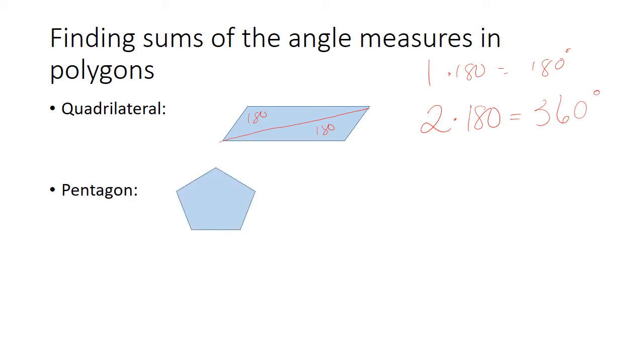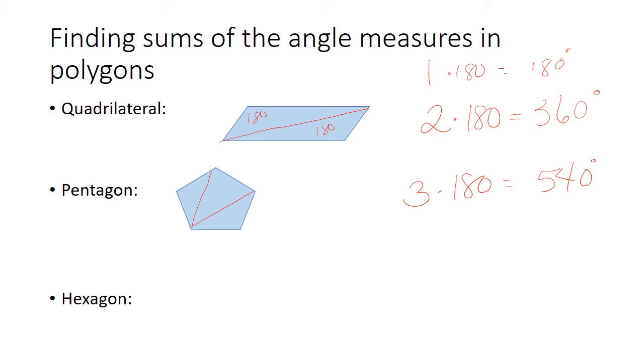Well, what about a pentagon? How many triangles can we fit in there? Going from the same angle, we'll just take this one right here. I can split this into 3 triangles, and each of these triangles has 180 degrees. So a pentagon, we would say, is 3 triangles that are 180 degrees each. And so that would be 540 degrees total. I want you to see if you can see a pattern going there.